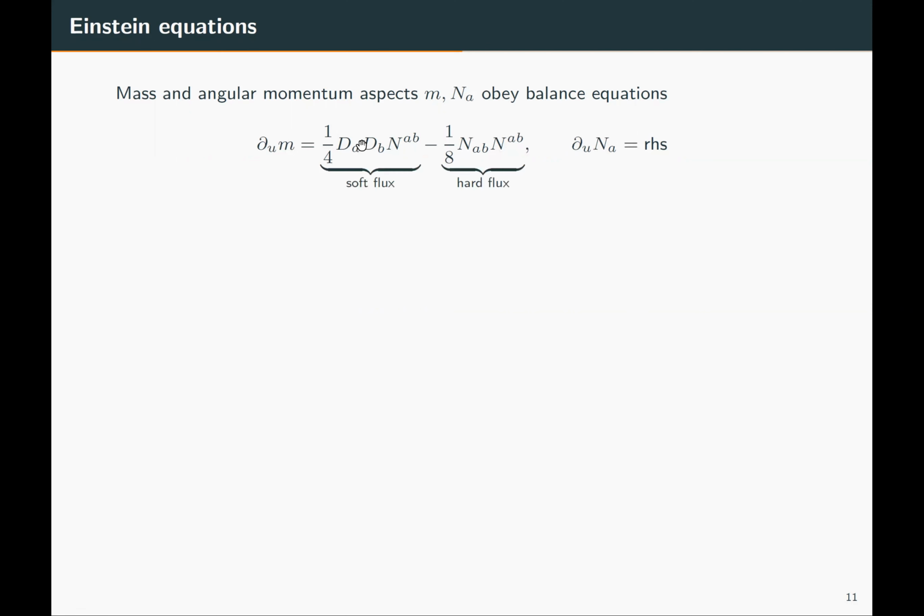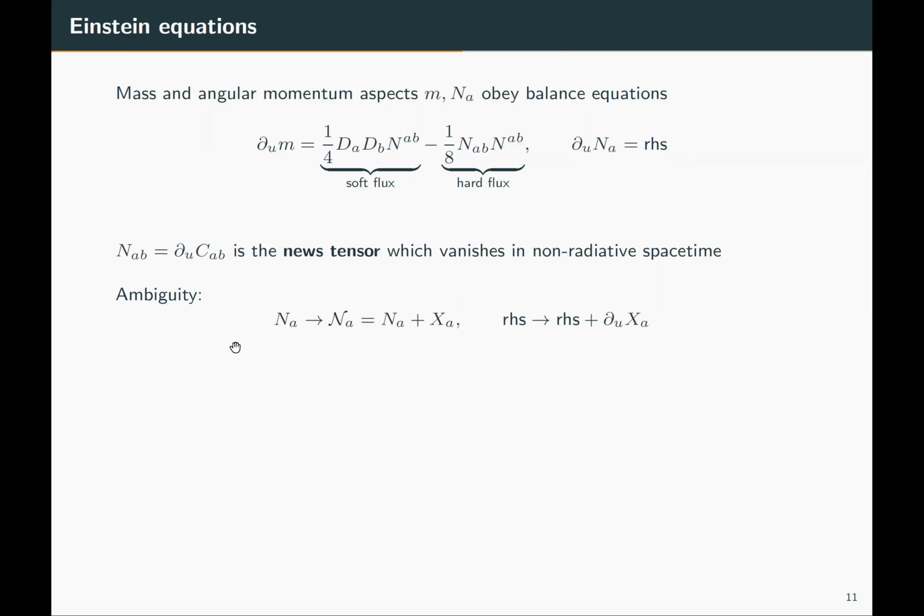So it involves a linear term in NAB and a quadratic term in NAB, where NAB is the News tensor, which is the time derivative of the shear. And it has the crucial feature that it vanishes for non-radiative spacetimes. There is a similar equation for the angular momentum aspect, which I have not written for the reason that it will become clear in a moment.